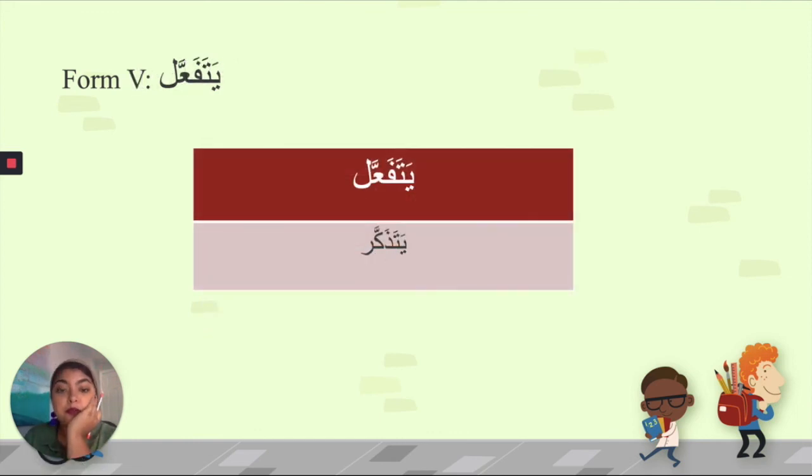Okay, Form 4 we're going to skip over. We're going to look at Form 5 because, of course, we don't have verbs that fit all of these forms yet because we haven't done so many verbs to fit all of these. So Form 5 is yatafa'al. What did we add here? What's being added here?